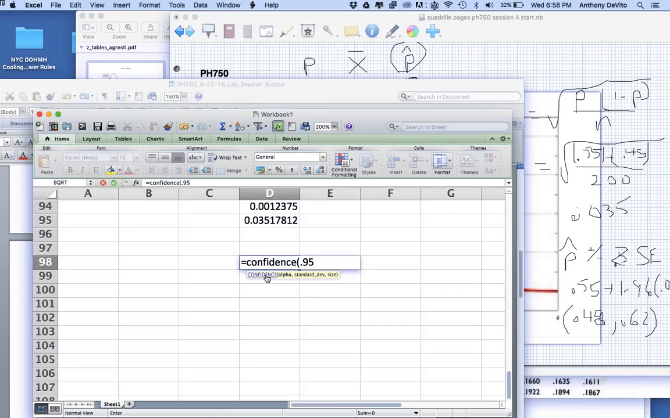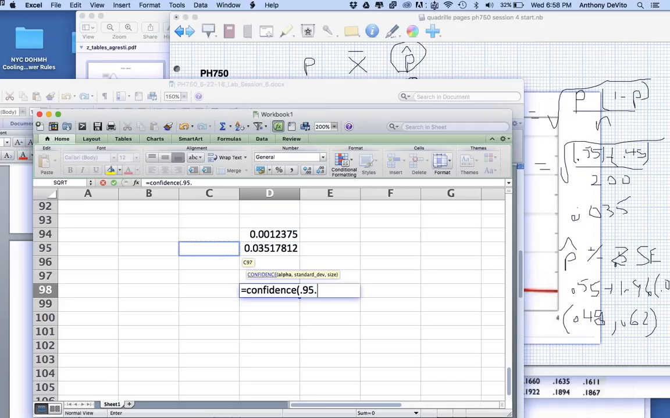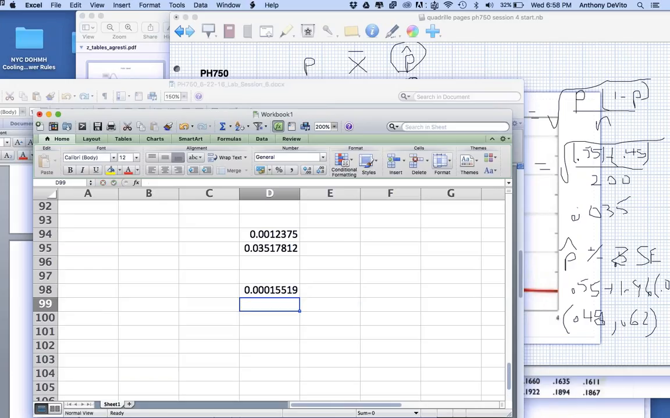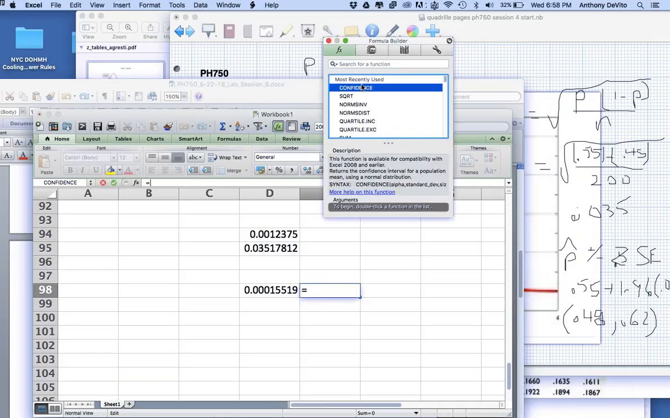What did we just do? The standard deviation for this was how much? 0.035 or something. Oh yeah. Comma, 0.035, comma, and the sample size was 200. That's what this gives me. Nope, that's confidence. I should actually look at it. I'm glad you brought that question up. I'll check out the different functions and find out.